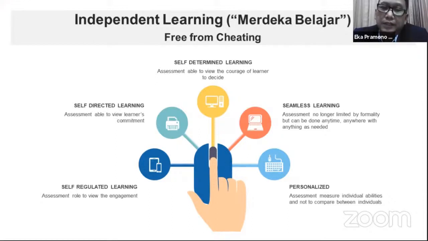And the fourth is seamless learning. Assessment is no longer limited to being formal, but can be done anytime, anywhere, with anything as needed. A student or learner has a personal gadget, so they can use it anytime. And the fifth is personalized learning, where assessment measures individual abilities and does not compare between individuals.